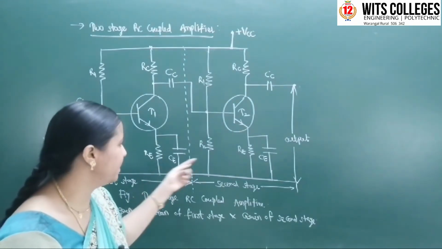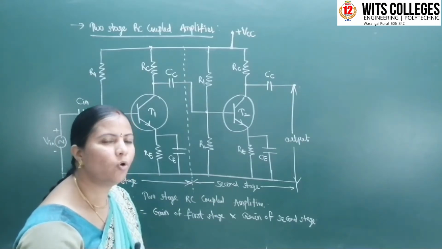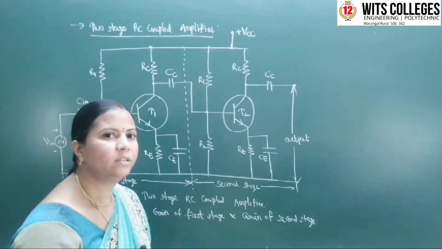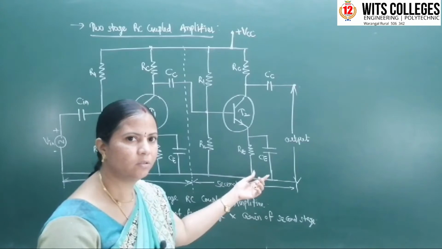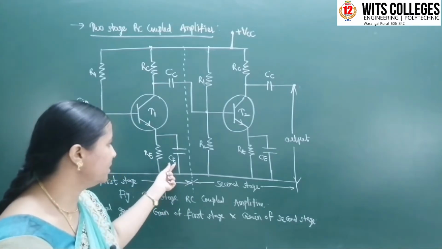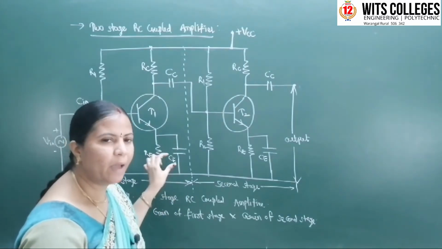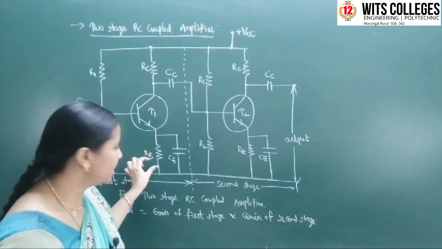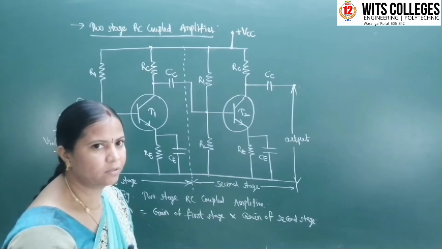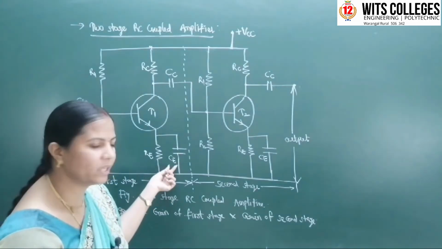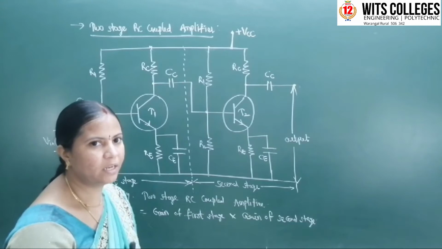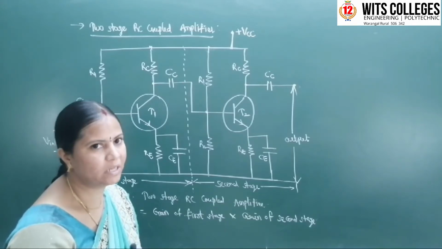The emitter bypass capacitor CE provides a low reactance path to the amplified AC signal, so that for the next stage of the amplifier the gain will not be disturbed. If you are not connecting the emitter bypass capacitor, the amplified oscillations go through the resistor RE to the ground, so the output gain is decreased. That's why we must connect the emitter bypass capacitor CE, which provides a low reactance path to the amplified AC signal, so that the gain of the next stage will not be disturbed.